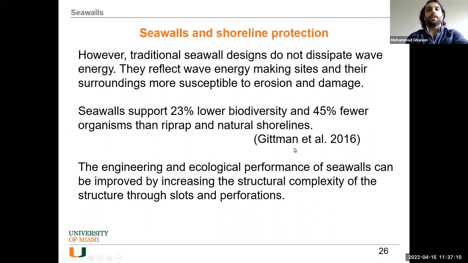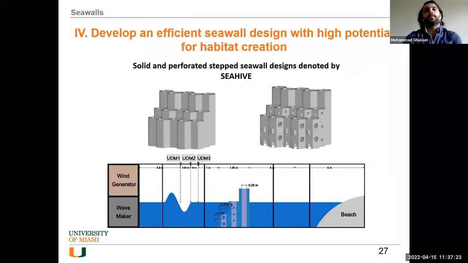Now, the idea that we use here is to improve the performance by increasing the structural complexity of the regular seawall design through adding perforations to the structure. We use hexagonal perforated hollow elements as our seawall structures, denoted as Sea Hive, because the geometry looks like a beehive, and since it's in the sea, we can call it Sea Hive. These structures are composed of hexagonal elements, so all the modular elements can be interlocked with each other, providing more stability in a group of structures.